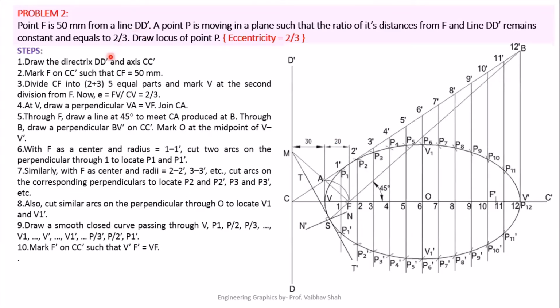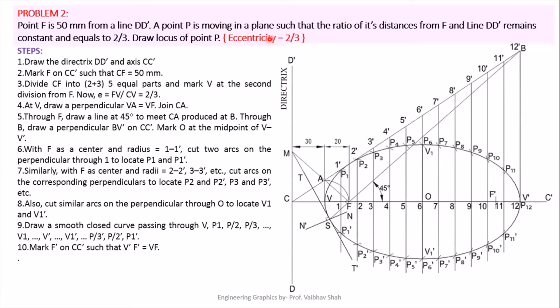One more example. So now problem 2: point F is 50 mm away from your directrix line DD dash. A point P is moving in a plane such that the ratio of its distances from F and the directing line DD dash remains constant and equals 2/3. Draw the locus of point P. Eccentricity is 2/3. So here it specifies a definition form.